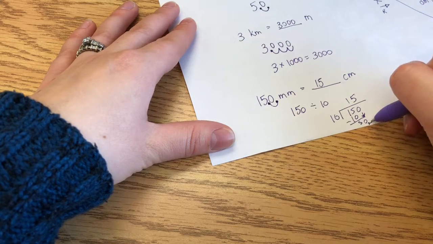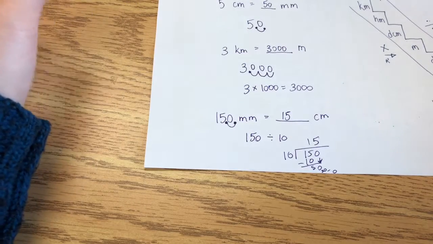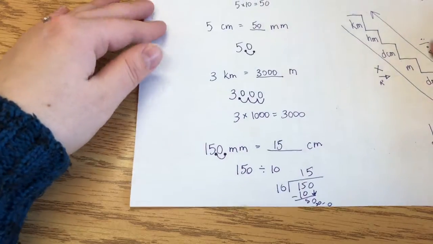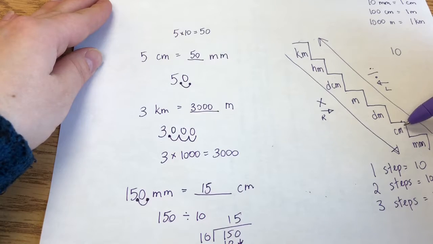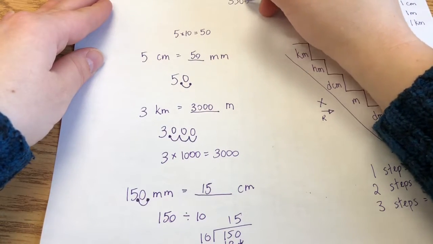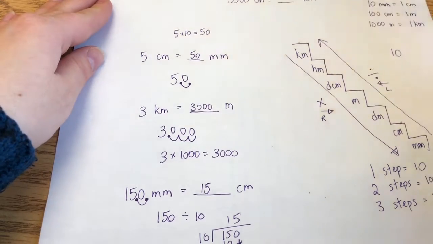And you can see that our math makes sense. It works. It's just a quick shortcut, so we're doing a little less calculations. So let's do one more. Let's do a big jump. Let's go from centimeters up to kilometers. So let's pretend we have 3,500 centimeters, and we want to know how many kilometers that is.